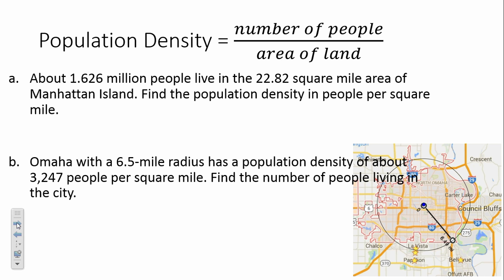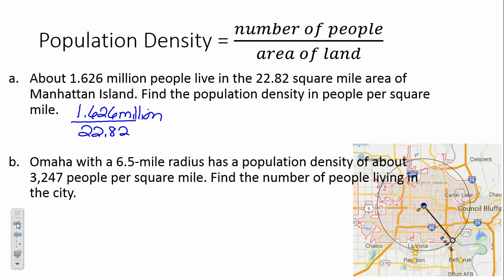Okay. So we're looking for population density. What are we going to do with these numbers? Divide them. So what number is going on top? Okay. So 1.626 million people. And we're dividing it by 22.82. Very good. We're going to have to add some zeros, aren't we? Because if we just plug this in as 1.626 divided by 22.82, we're going to get a decimal that doesn't make a lot of sense, right?